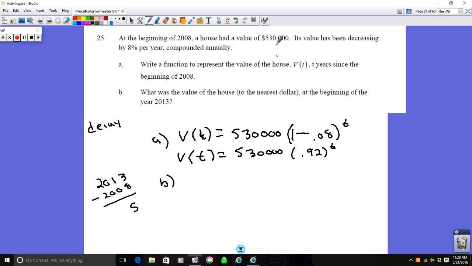So that value was 530,000 in 2008. It's been 5 years since then. So we're finding V of 5. So you're plugging 5 in for t. So it's 530,000 times 0.92 to the power 5. And again, do the exponent first. So 0.92 to the 5th power, and then take that answer and multiply it by 530,000. And the value is 349,313. And that's to the nearest dollar.